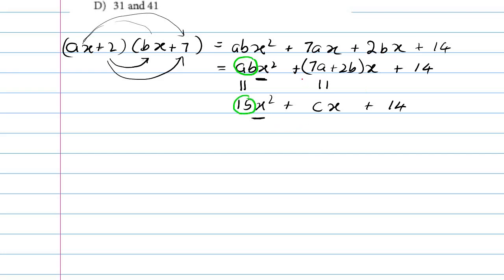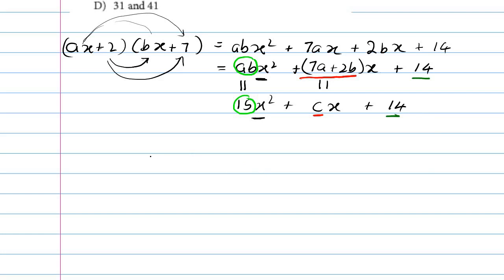And let me write this in red. These two should be equal, right? 7a plus 2b equal to c. And not surprisingly, this 14 is equal to 14. That we know, it's really obvious.